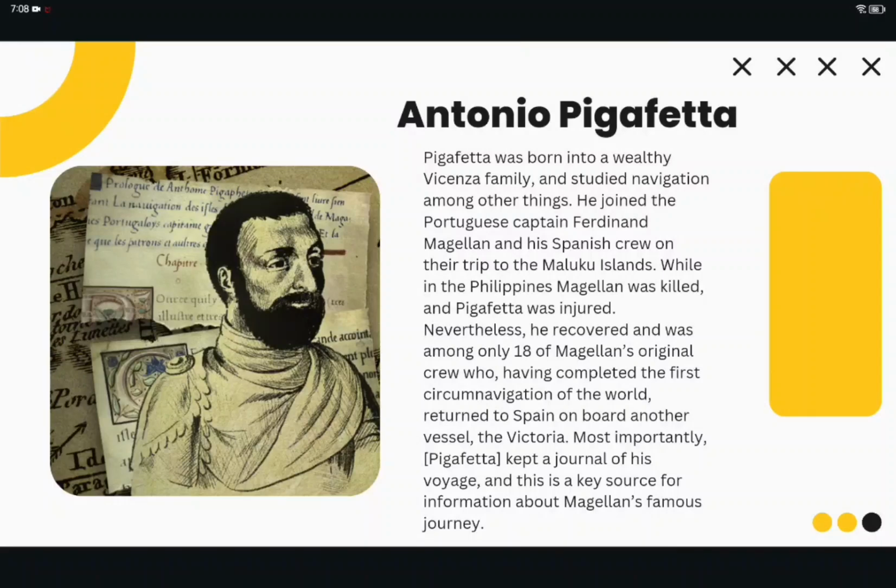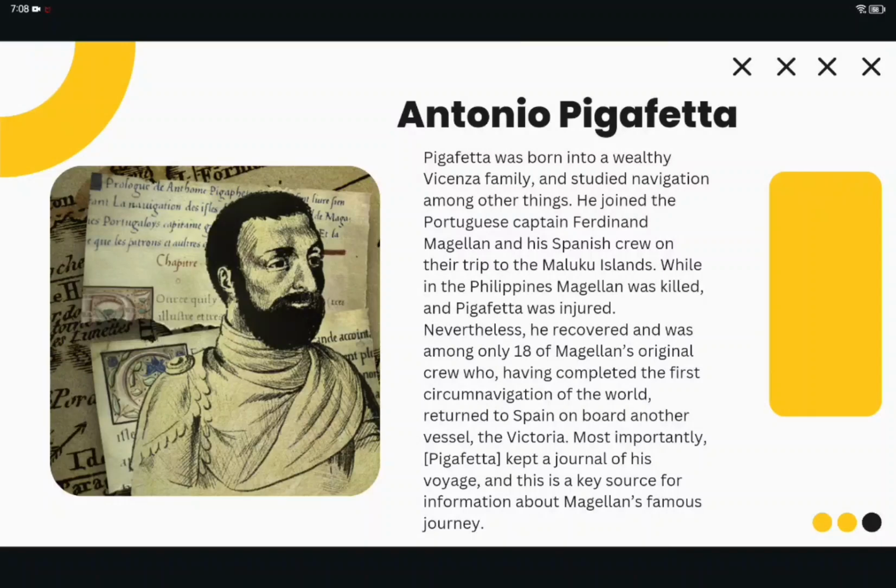So from our perspective as Filipinos, the contribution of Pigafetta in our history is anchored on the time when they arrived in the Philippines, as well as the behavior of the people that they encountered the first time they landed in the Philippines, and even before they landed, they met people while they were on the sea.